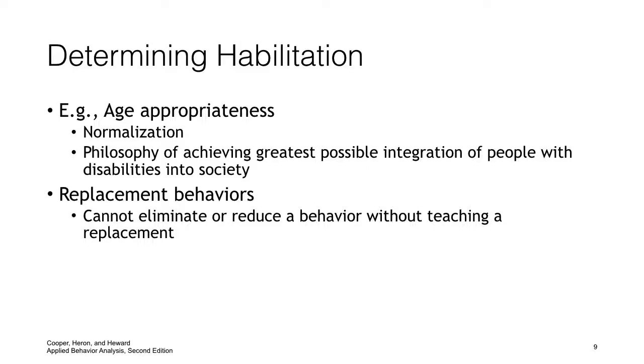Judgments about how much a particular behavior change will contribute to a person's overall habilitation are difficult to make, but we generally consider several things to judge social significance and habilitation value. For example, when we plan to teach new behavior, we can consider if the potential target behaviors are age appropriate or not. Because for a 21-year-old woman, we do not want to teach basic play skills like toy play, right? We want to consider more age appropriate and functional behaviors for those age groups.